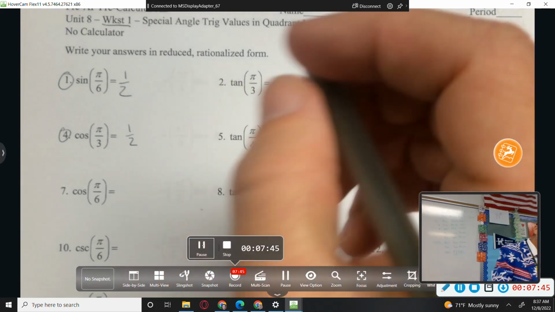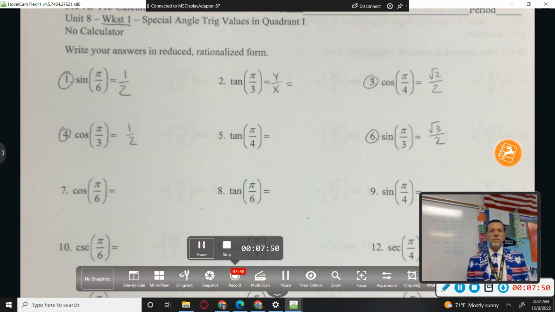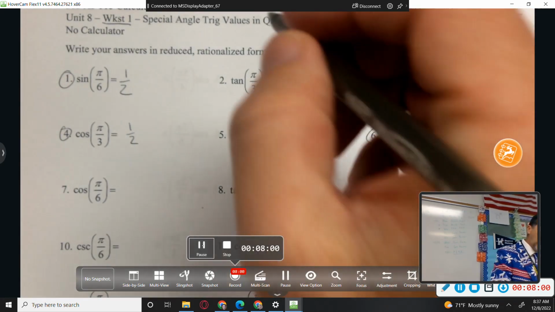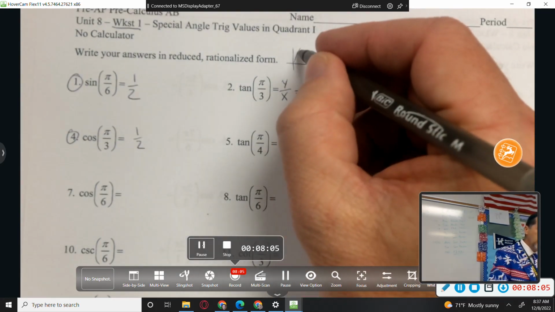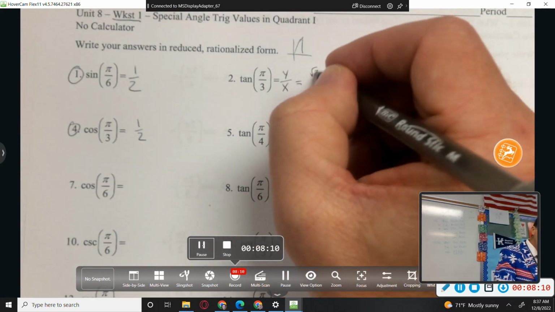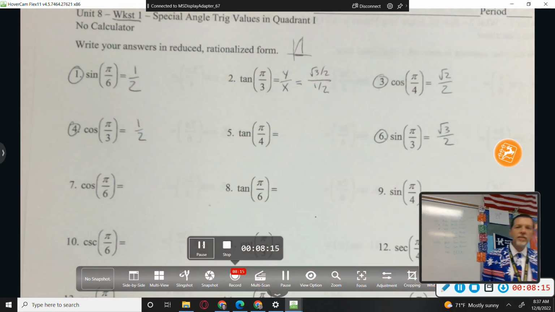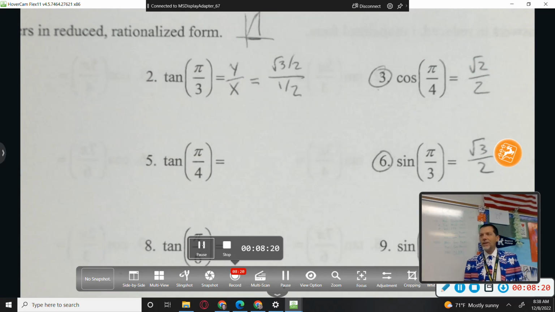There we go. Tangent is y over x. And again, after you've done a bunch of these, you're probably not going to write y over x. Your brain's just going to think y over x. And then you go to the unit circle at pi over 3. And so I'm doing this without the unit circle. So here's my thought process. Pi over 3 is the steep angle. So the y value is the big one, root 3 over 2. The x value is the shorter one, 1/2. And now I have to do root 3 over 2 divided by 1/2.